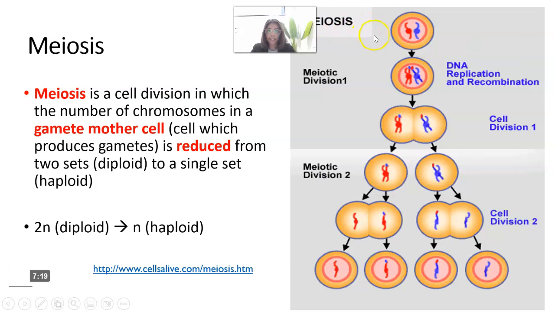Now you can see that again here. At the top in this example, you have 2 chromosomes in the gamete mother cell, and down at the very bottom, in the resulting gametes, we have 1 chromosome in each.